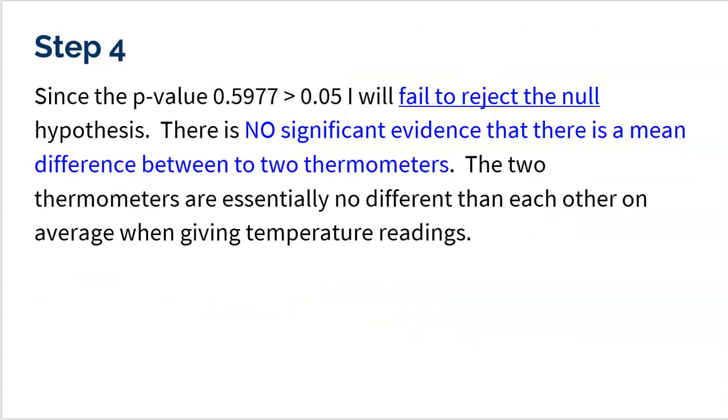and that's how I got 0.5977. Now, I don't really think it matters what significance level you choose. That is very high, but I went ahead with 0.05, and since my p-value is way greater than 0.05, I will fail to reject the null hypothesis. There is no significant evidence that there is a mean difference between the two thermometers.